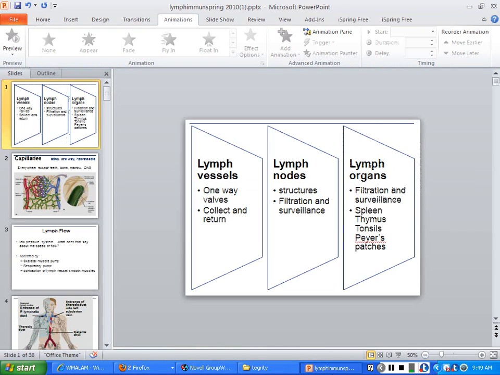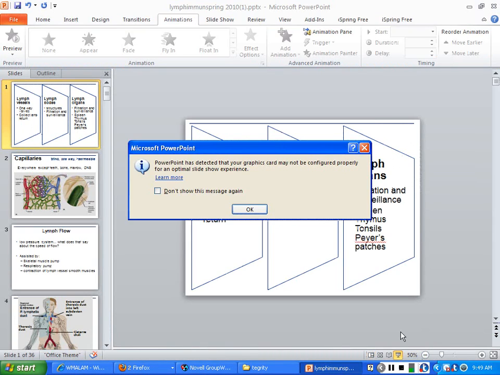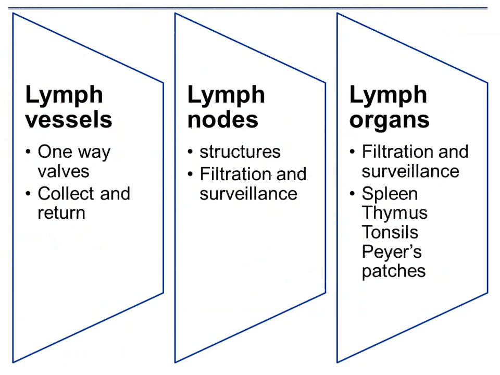So now, let's take a little bit of a review of the immune system and the lymph system. We're going to start by looking briefly at structures and some functionality of the lymph structures. Then we're going to switch and talk about the specific and non-specific immune response.